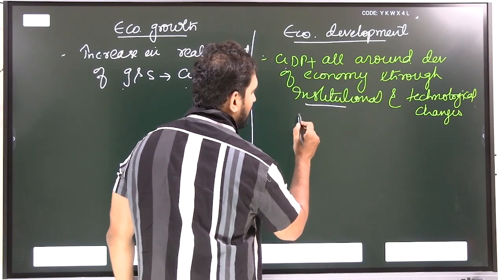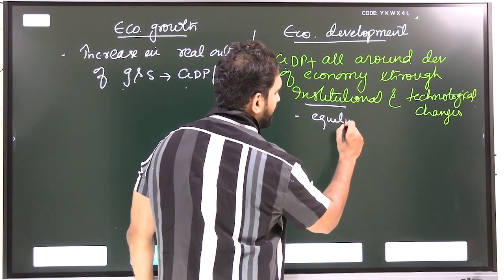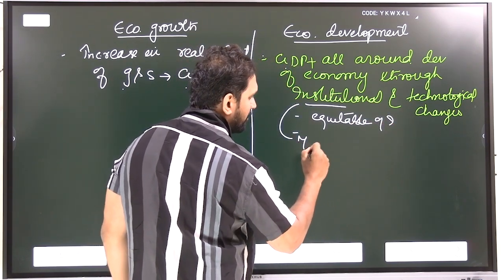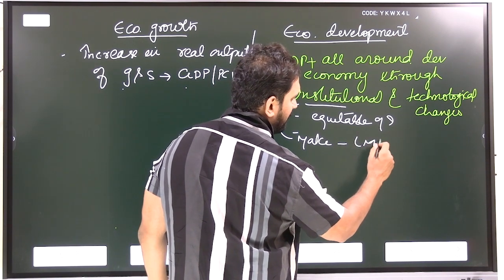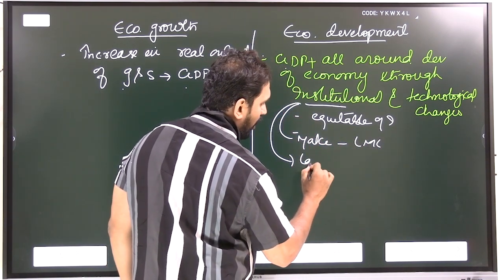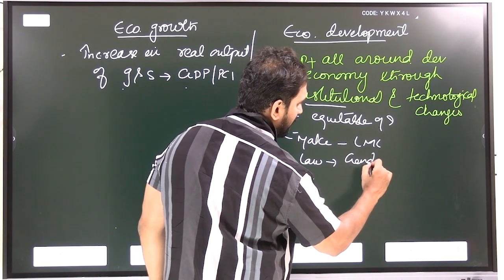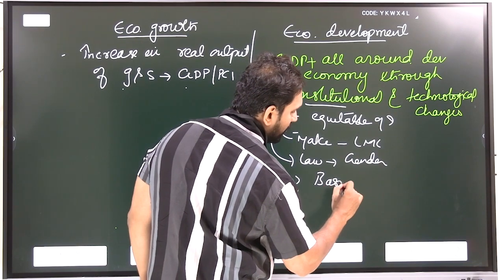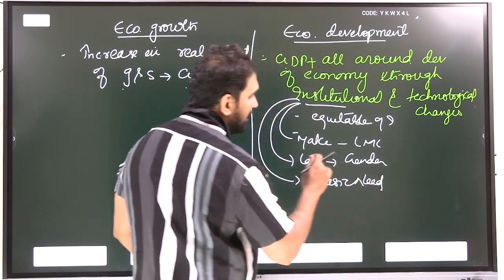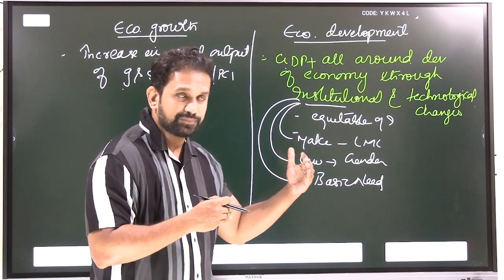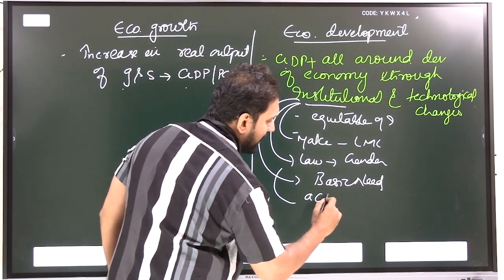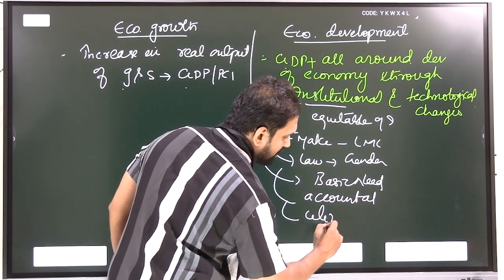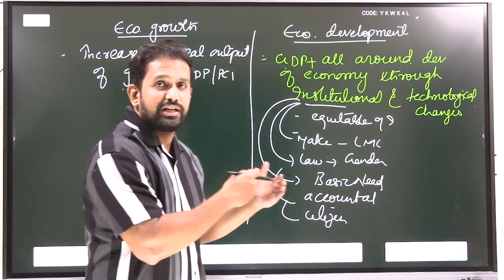Institutional changes is nothing but where equitable distribution of income is ensured, where government makes provisions for last mile connectivity, where government makes laws for gender equality, where government makes laws to ensure security of basic needs to the poor population. This is called institutional changes, where government ensures their accountability towards the population, where government ensures a citizen charter. So this is called an institutional change.